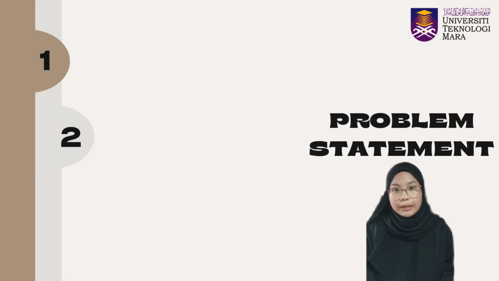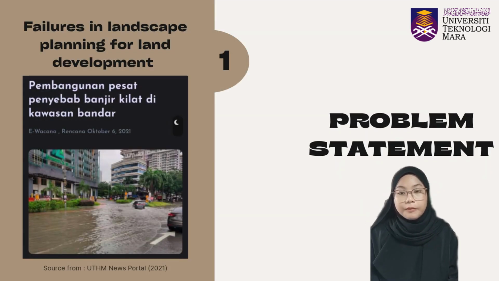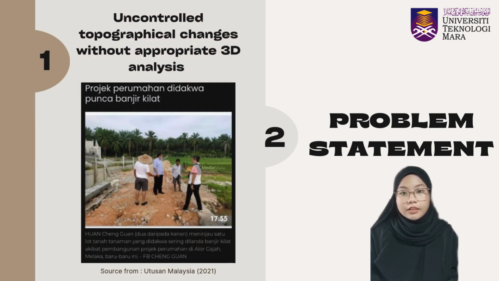There are two problem statements in this research. Firstly, failures in landscape planning or land development. Poor urban planning and environmental issues increase the frequency of flash flood and waterlogging. Secondly, uncontrolled topographical changes without appropriate 3D analysis. The fast expansion of urban areas is converting natural surface into hard materials and stopping rainwater from soaking into the soil. Uncontrolled topographical changes that are not properly analyzed in 3D can lead to flash flood and land development problems.